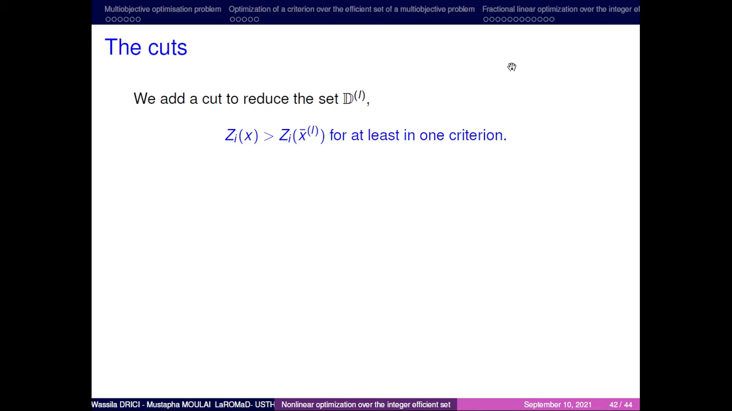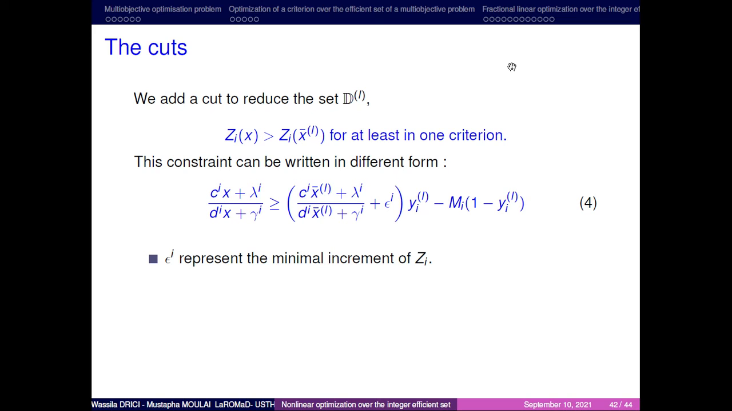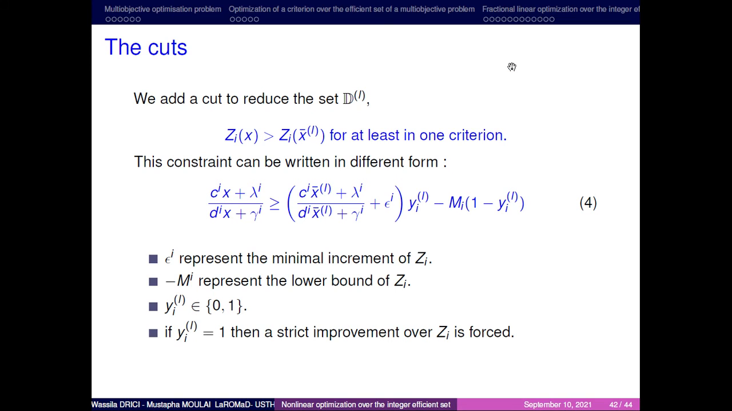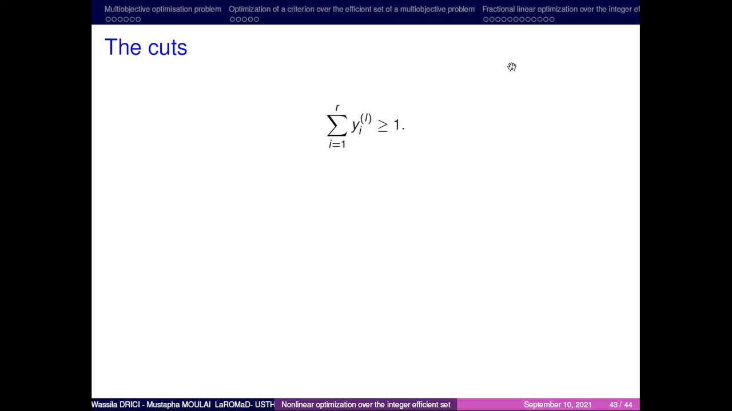The first one, ZE of X greater than ZE at X bar L for at least one criterion. This constraint can be written in different form, where epsilon E the minimal increment of ZE and minus ME represent the lower bound of ZE, YEL in 0, 1, and if YEL equal to 1, then a strict improvement over the criterion ZE is forced. And we must have the sum of YEL ranging from 1 to L is greater than or equal to 1.